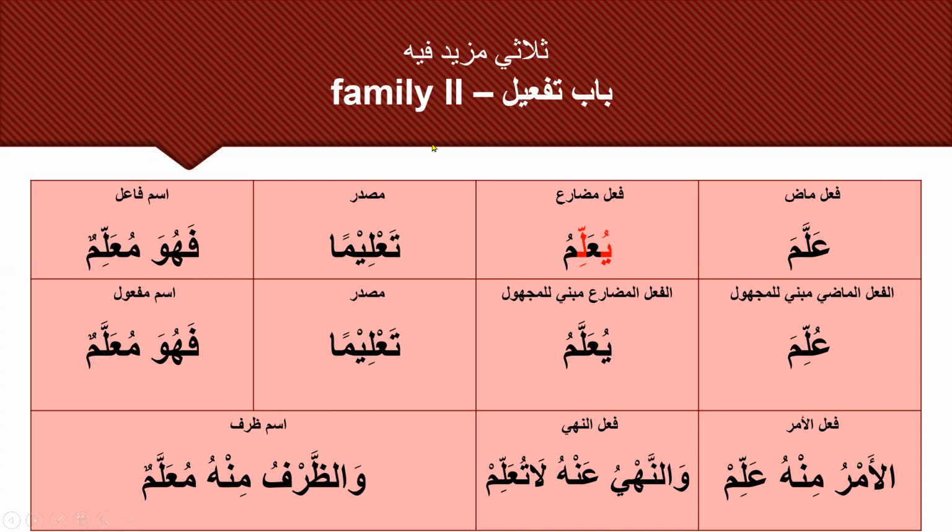So, family two, here goes family two, Bab Taf'il. This is how you are going to find them in the classical Arabic books, Bab Taf'il. And you can see how this word is taken. This is taken from the masdar talim, taf'il, talim. You can see they are all on this pattern.